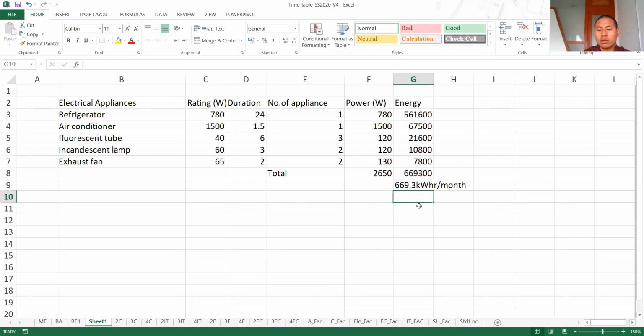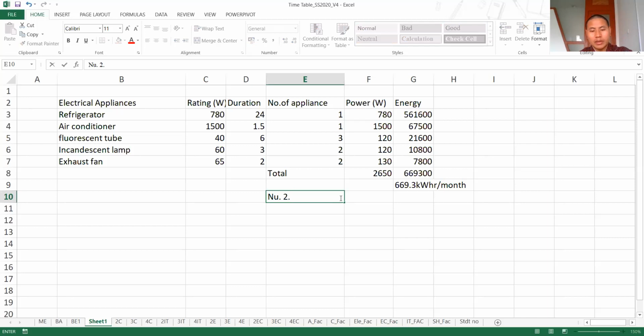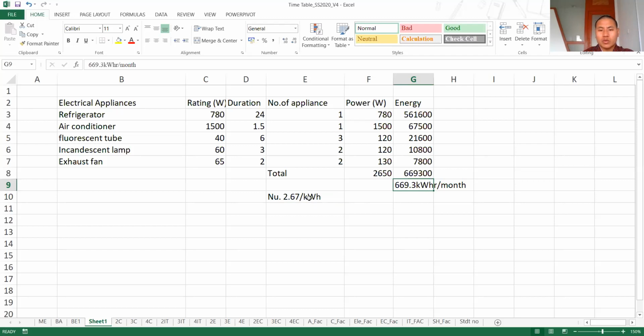So if you want to calculate the cost of this energy, let's say in our country the cost of energy is 2.67 per kilowatt hour, then we have to multiply it with this one. I hope you got the point. Okay, this is how we should calculate the energy and the power.